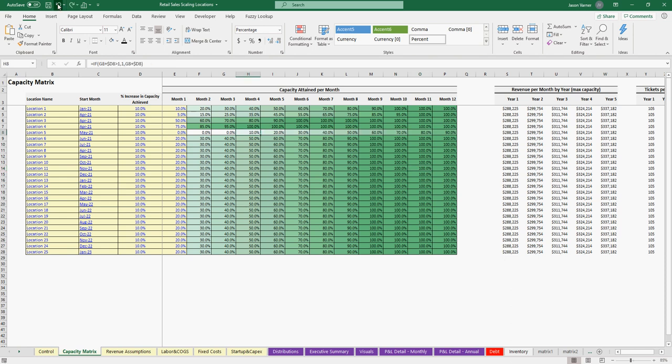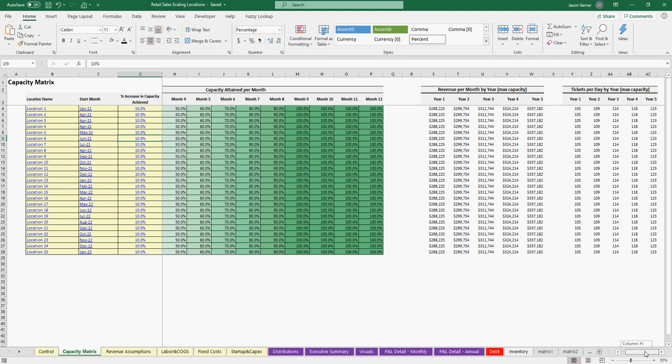Let me undo all that. These back to 20. I just did them all the same, but they might not be. You might have different locations that you think will scale up differently. They might scale up quicker or slower as well. Then, based on all of this, we know what capacity is going to be reached in the first 12 months. After month 12, it's going to assume whatever the max capacity is being reached.